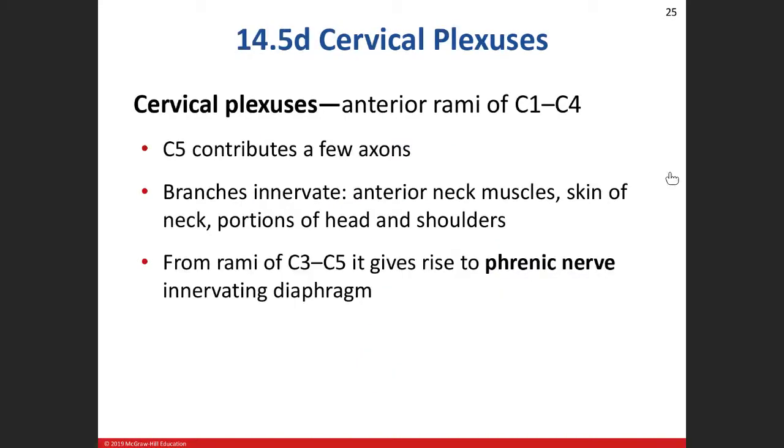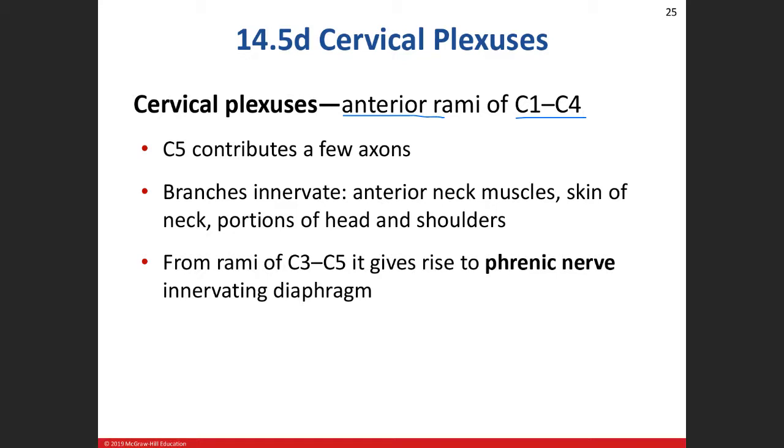All right, let's talk about the cervical plexus here. Now, remember what I said. The plexi are going to be anterior rami. So for the cervical plexus, we're dealing with C1 through C4. Now, C5 gives off a few, but it's this cervical plexus which is going to innervate.